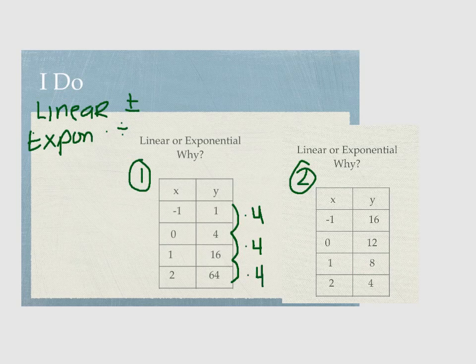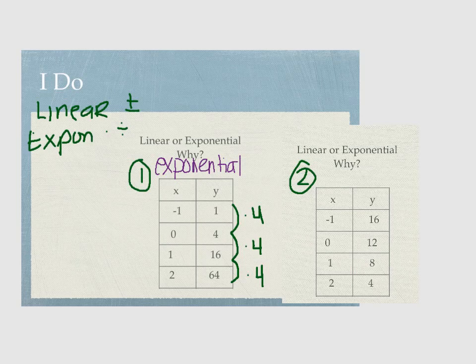Remember, if we are timesing, this is exponential. Now we just have to make sure that we write a complete sentence. I don't have enough room, so what I would write is it is exponential because every single time I am multiplying by 4. I would also suggest writing these in your notes.